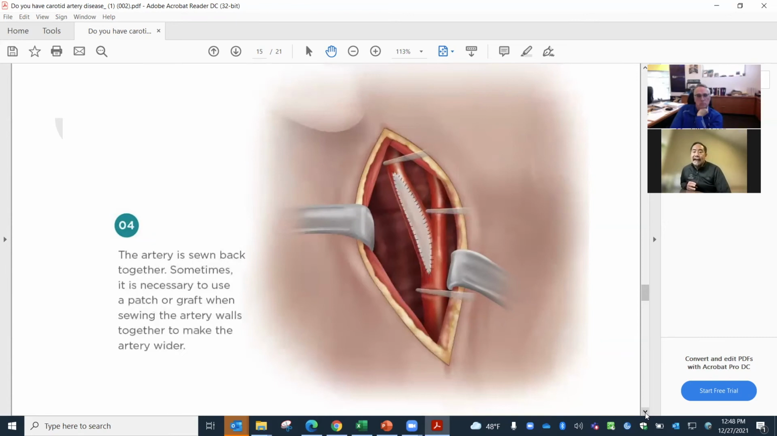Next slide. And then that artery is flushed out. Make sure there's no other debris left floating around in there. And then the artery is closed, often using what we call a patch. A patch can be made of polyester. It can be made of a piece of a cow artery. We use that to patch that artery closed, and it's sewn together with fine sutures all the way around. And then those clamps come off, and the blood flow is now restored to your brain after we're done with this operation.